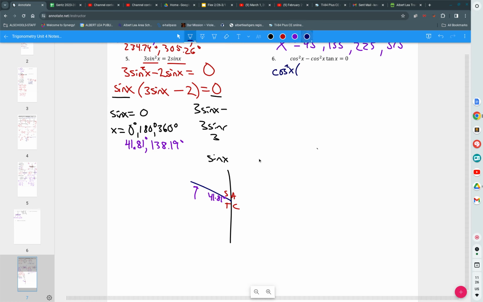All right. So we factor out a cosine squared. When you factor out the cosine squared, what are you left with? One minus the tangent of x. So there's no squared on the tangent. It's just one minus tangent.